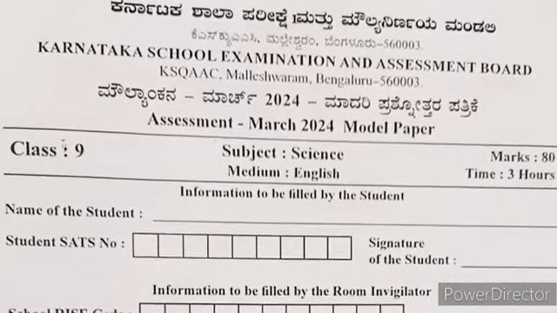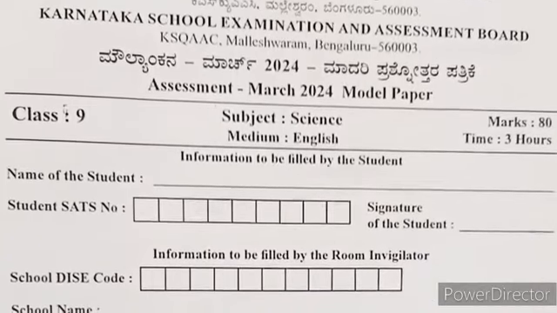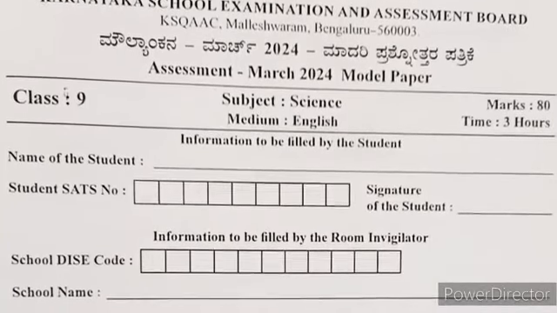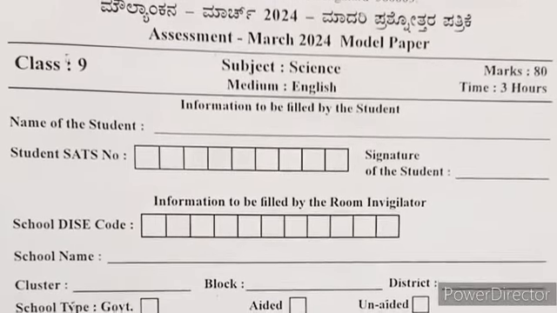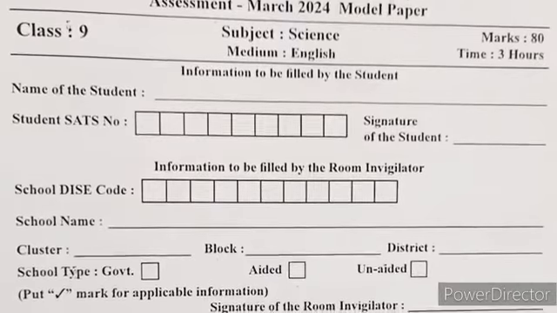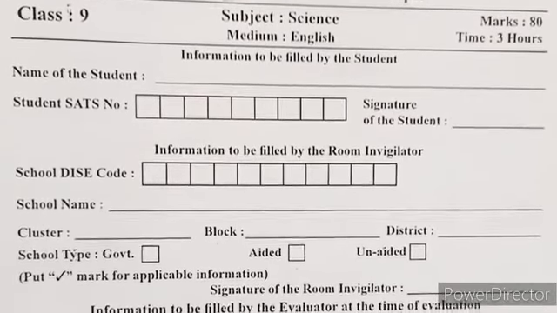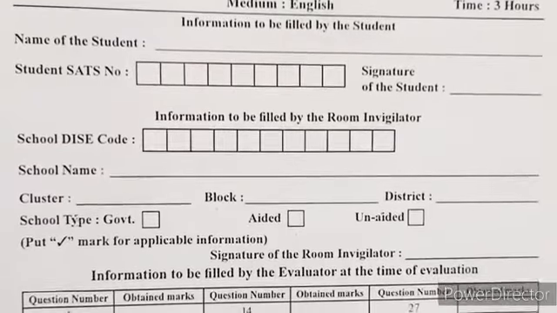Hello everyone, I have here the question paper of class 9 science with key answers released by Karnataka School Examination and Assessment Board. First we have the information to be filled by the students, that is name of the student, student SATS number and signature of the students. Rest of the information will be filled by room invigilator and at the time of the evaluation.